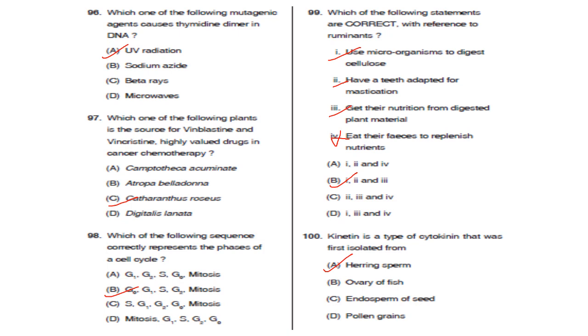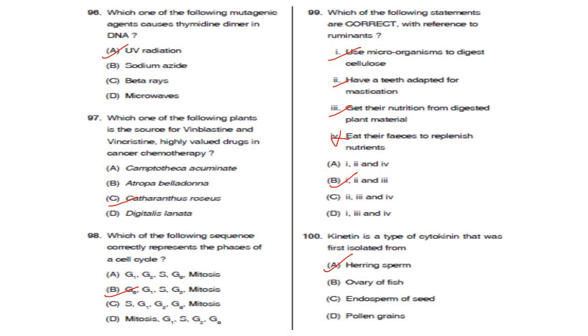And get their nutrition from digested plant material, no. That is not, yeah, that's also correct. Get their nutrients from, yes, they are plant eaters. So they get their nutrition from digested plant material, that's correct. Then fourth one, eat the feces to replenish nutrients, that they don't do. So answer is option B, that is 1, 2 and 3.